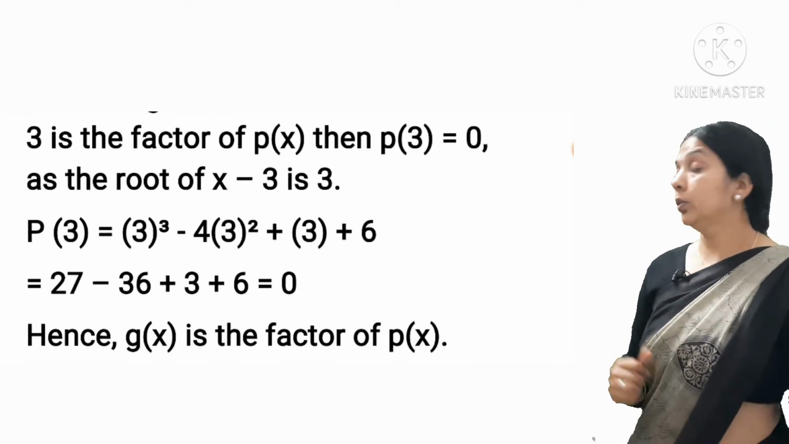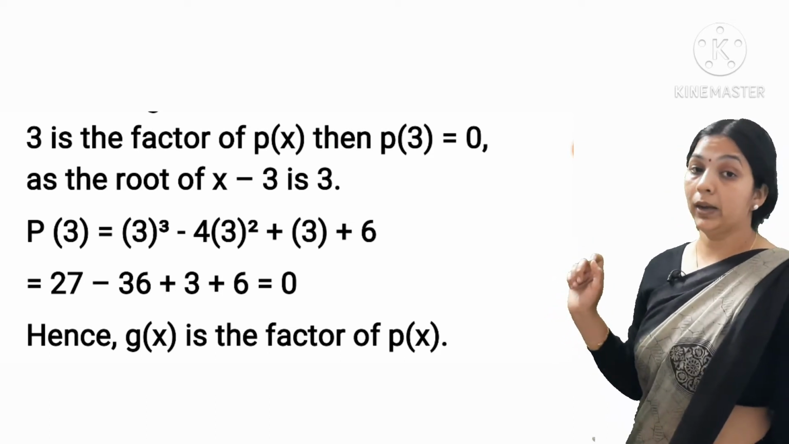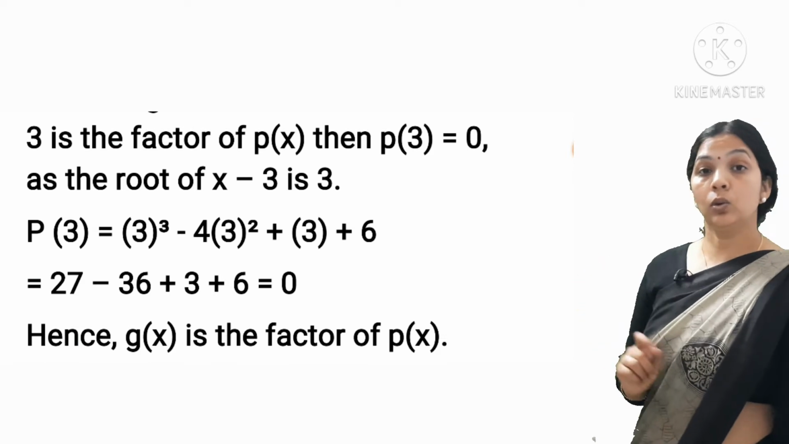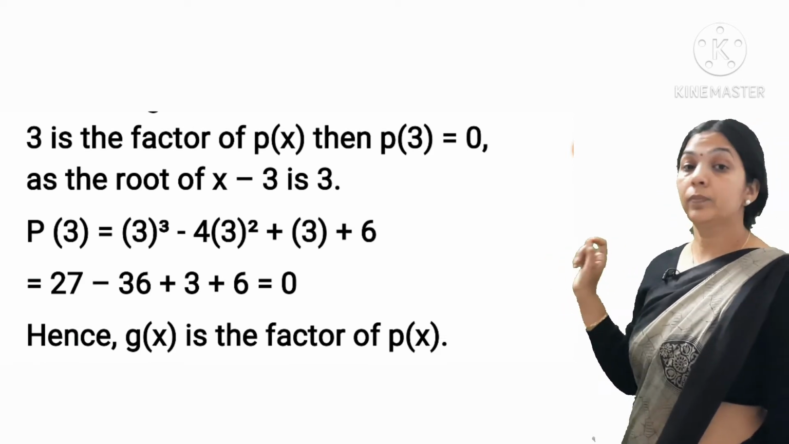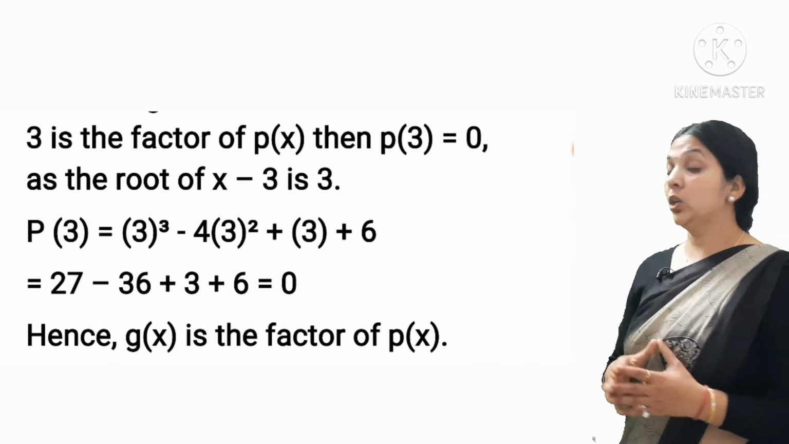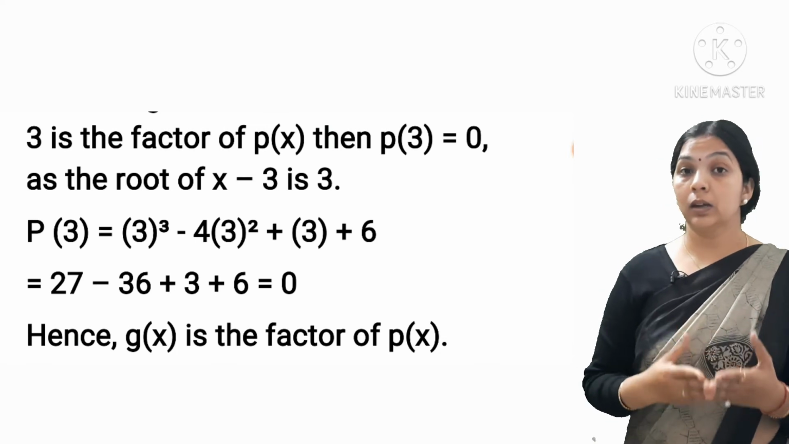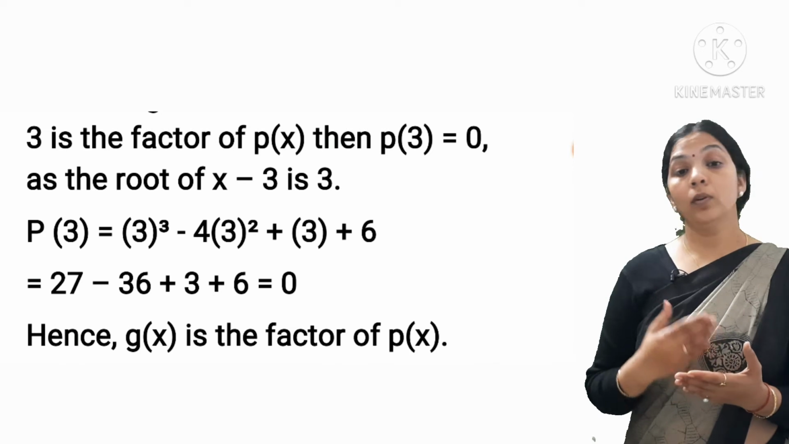So let's do this. Now we will place 3 in place of x. So it becomes 3 cube minus 4 times 3 square plus 3 plus 6, and when we solve it, we will get 0. So according to the factor theorem, g(x) is a factor of p(x).